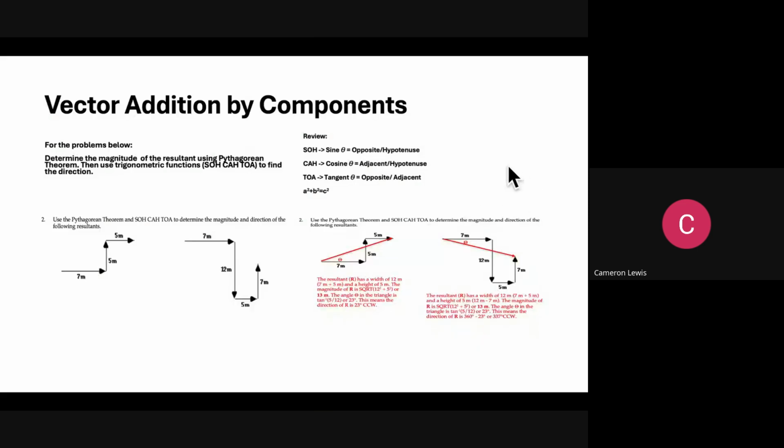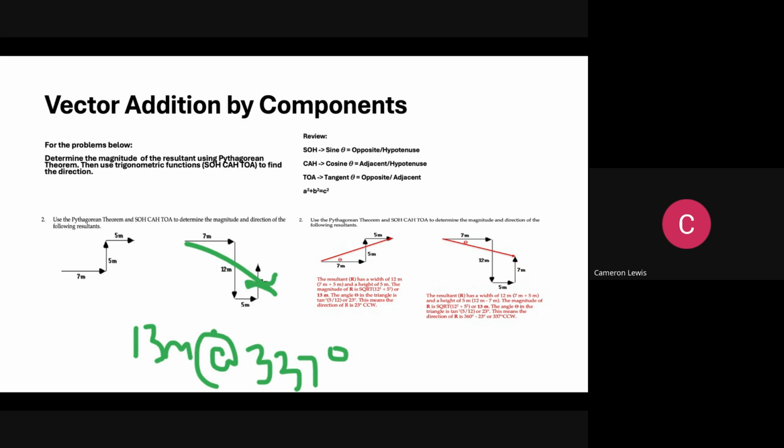what we did here is now we established that this resultant vector is 13 meters at 337 degrees, or 13 meters southeast. But what was the triangle we pulled out? We have 2 of them, right?